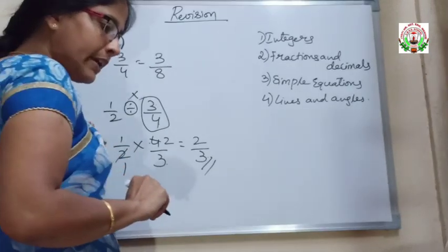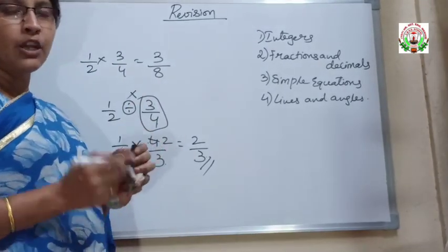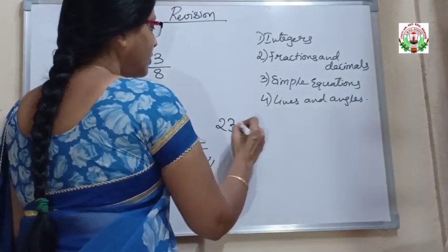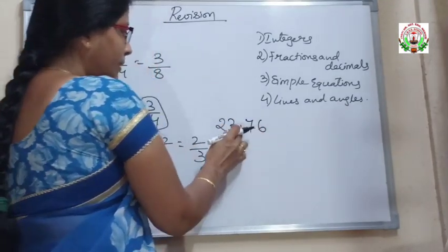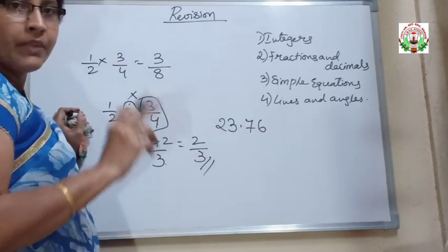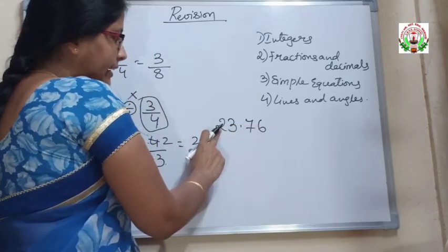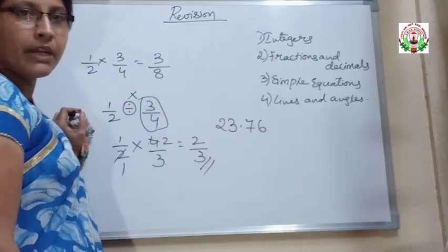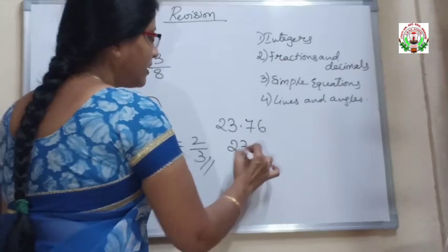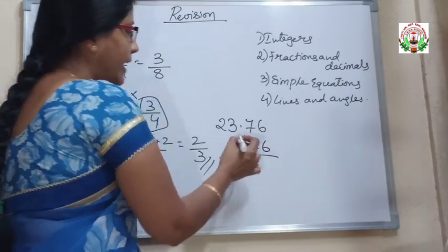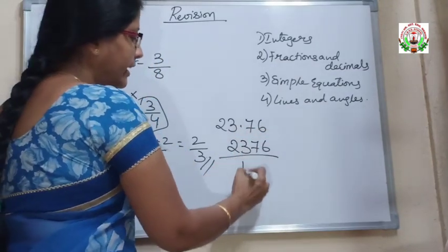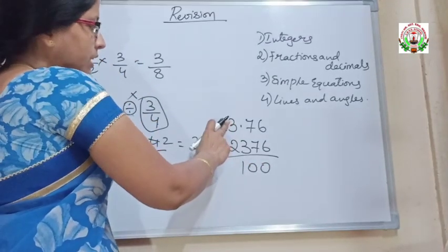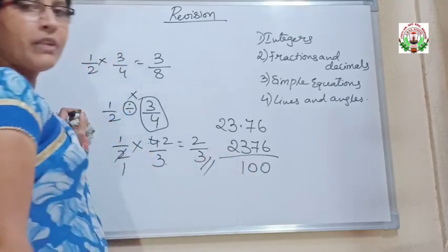Your next topic is decimals. When you keep a decimal point between numbers, like 23.76, it is called a decimal number, and we read it as 23.76. If we want to write this decimal number as a fraction, we write the number 2376 over 1 followed by as many zeros as there are numbers after the point. This is conversion of a decimal number into a fraction.